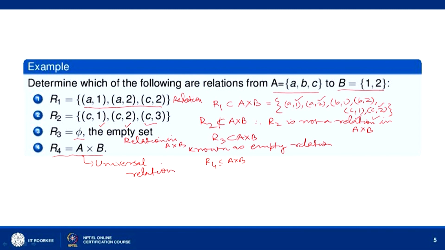So, out of these four, the second one, that is R2, is not a relation in A cross B, while the others are all relations in A cross B.